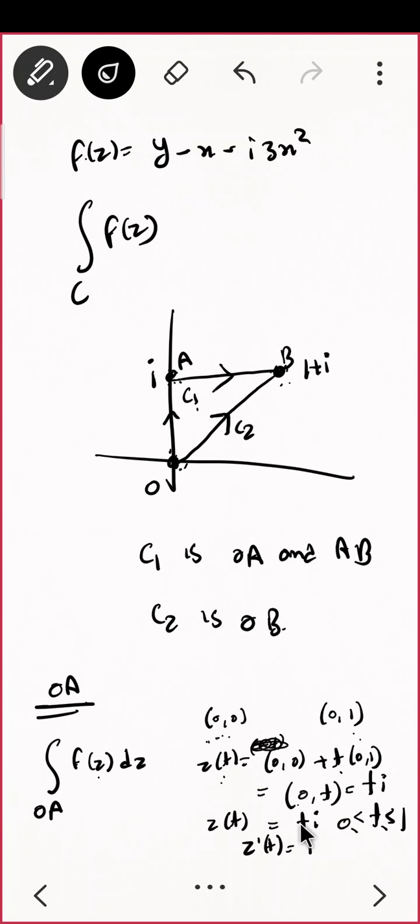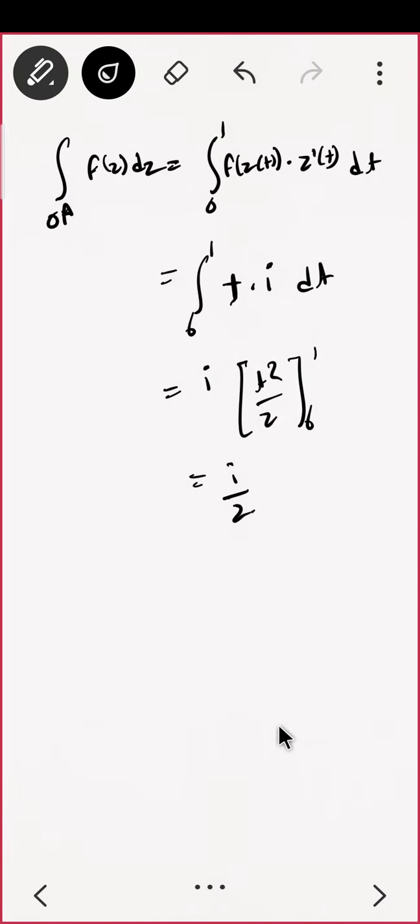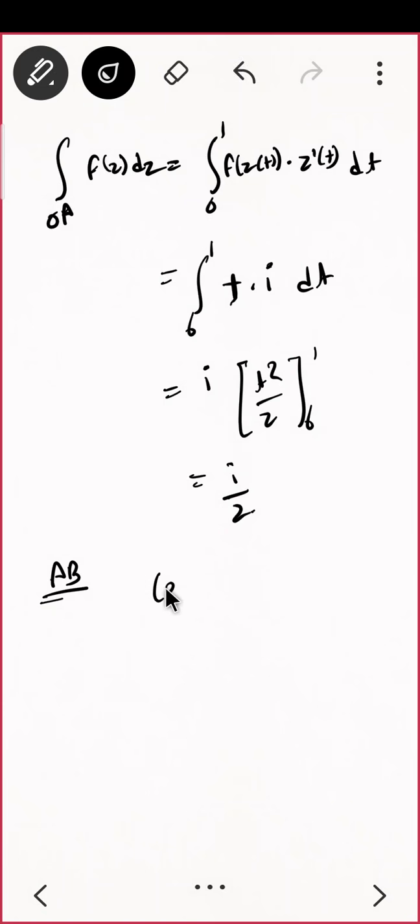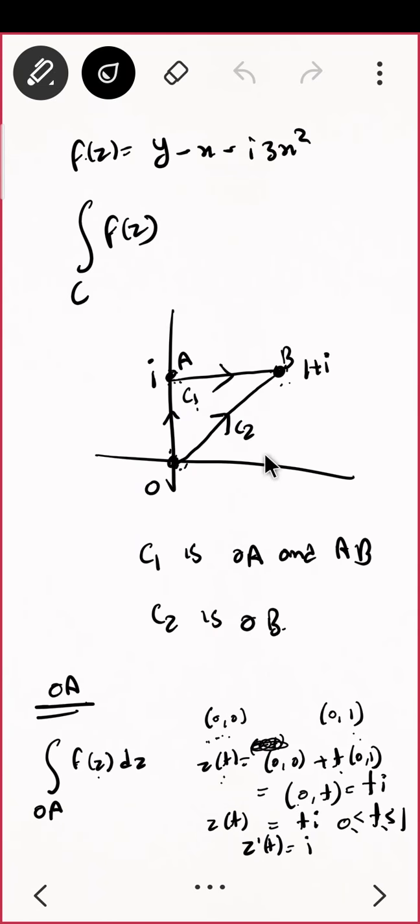So z of t equal to t i we got, find z dash, that's it. Can we similarly do from A to B? Now let us see. AB, that means what are the two points? You want to go from (0, 1) to, where are you going? You are going to (1, 1).